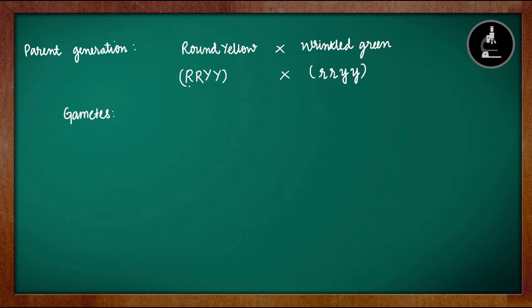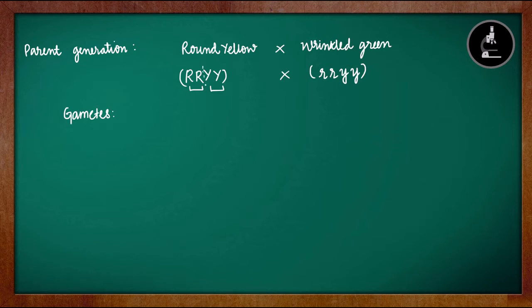But here, if we see in dihybrid cross, there are two genes or two characters. This is one and this is another one. From each of the gene, one allele will be going into the gamete. Among these two alleles, one allele will go to the gamete, and among these two alleles, one allele will be going to the gamete. So in dihybrid cross, when we are forming the gametes, we will be writing two alleles, one from this one and one from this one.